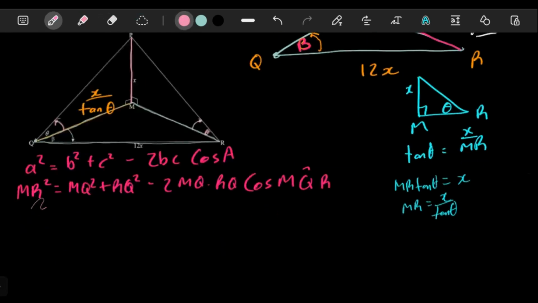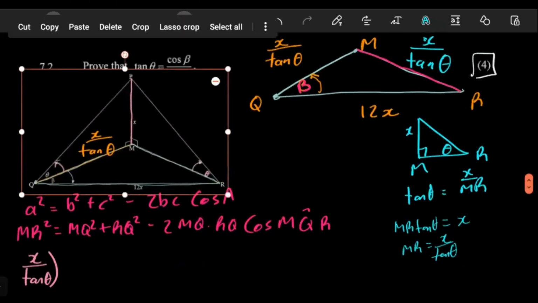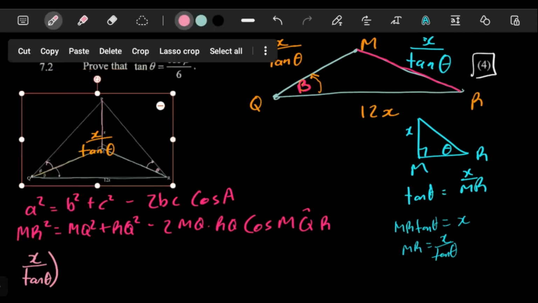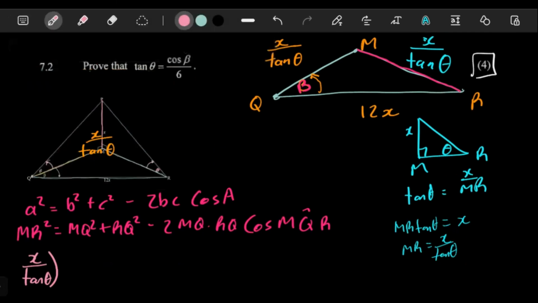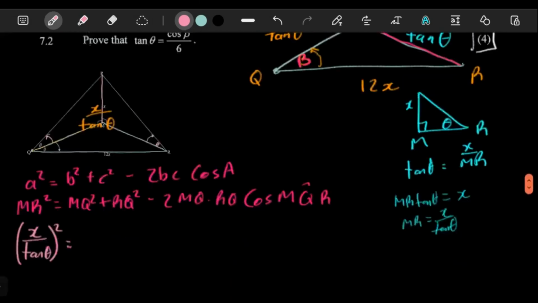Let's throw in our information now. So MR is just x over tan theta. This does look a bit over the top for 4 marks. Yeah, it really does, eh? But it is what it is. It seems like it's going to work, so you might as well just use it. Now I'm thinking to myself, what if we had just used the... nope, this is fine. Let's just carry on. Don't panic, because it seems like we're doing okay.